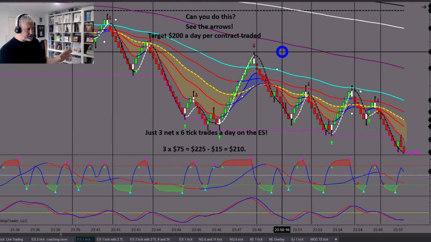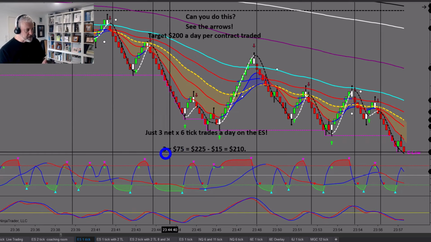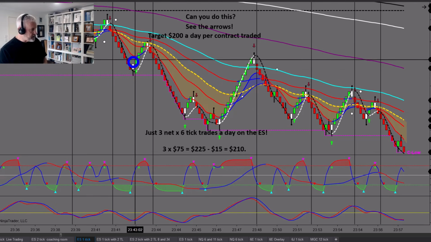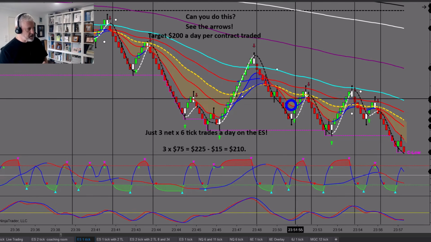Now, on the one tick ES, $375 trades, which is 3 6-tick trades a day, will net you $200 a contract. That may not sound like much, but in a moment I'll show you the massive compound effect that actually gives you. These are 6-tick moves.